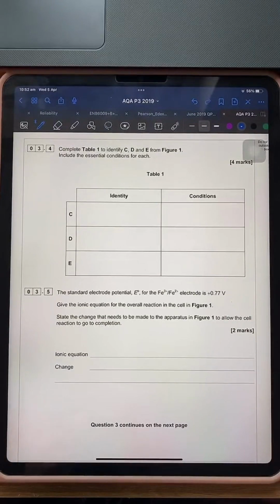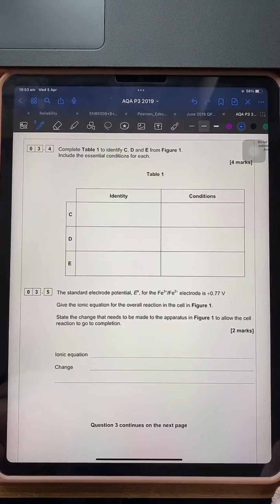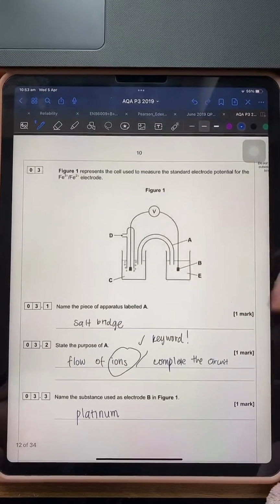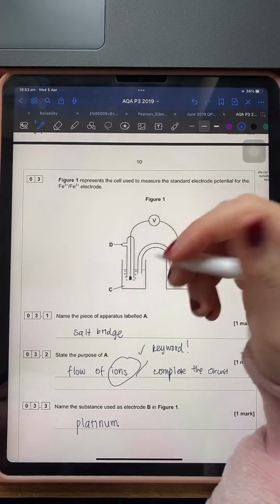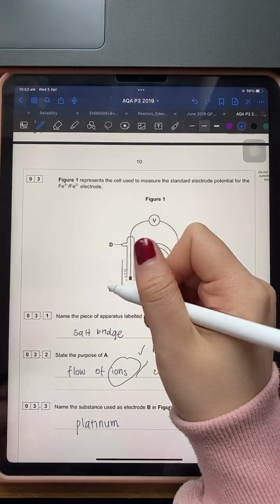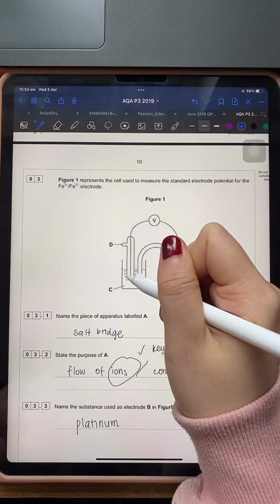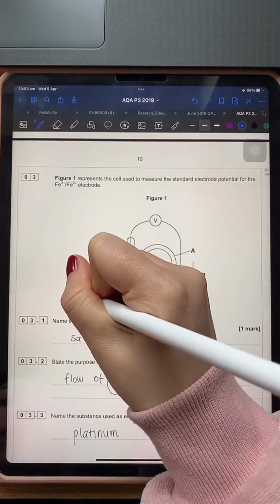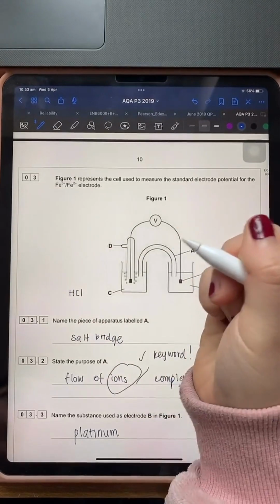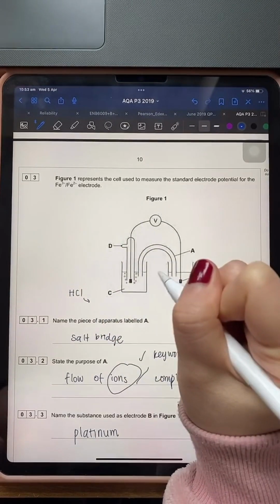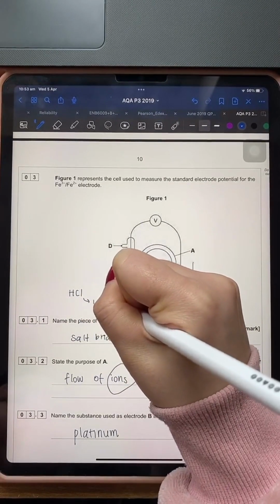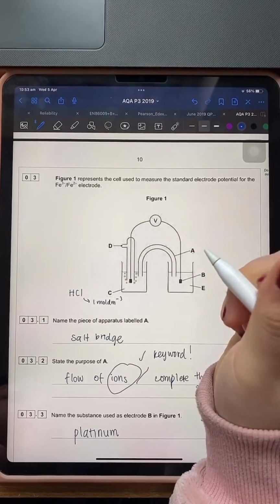Next one. Complete table 1 to identify C, D, and E from figure 1. Include the essential conditions for each. Okay. So C, D, and E. Let's write it down here. So C must be an acid. And the acid, we can use HCl or H2SO4, up to you. But the condition is that it must be 1 molar, which means it must be 1 mol dm minus 3. That's the standard. That's right, 1 mol dm minus 3.